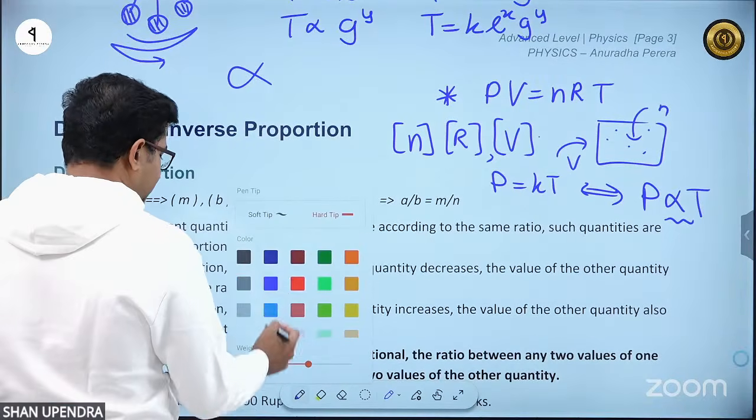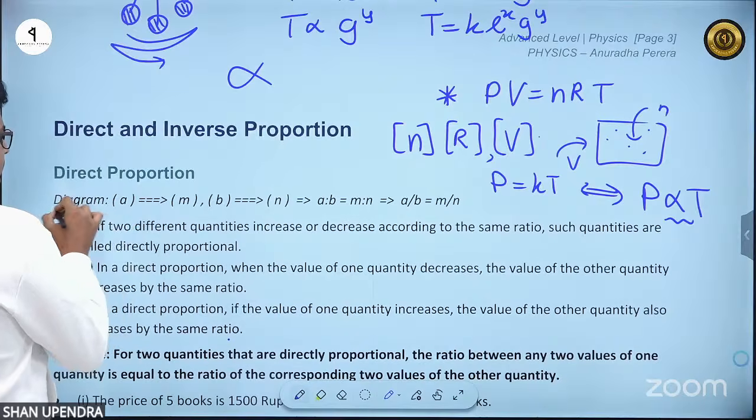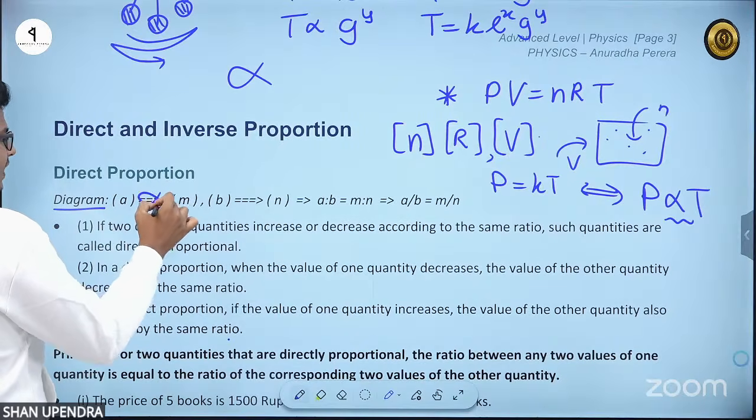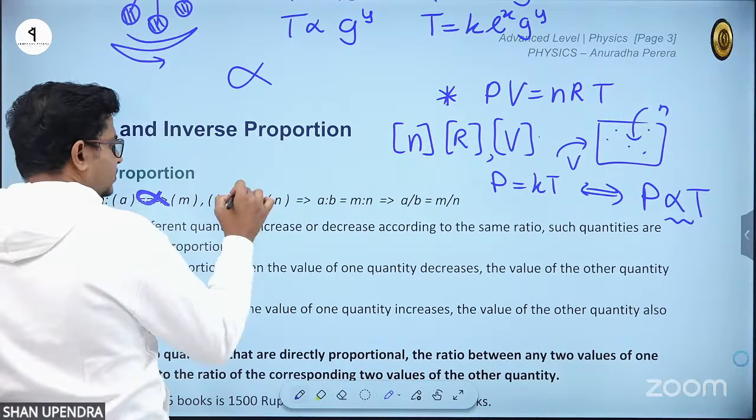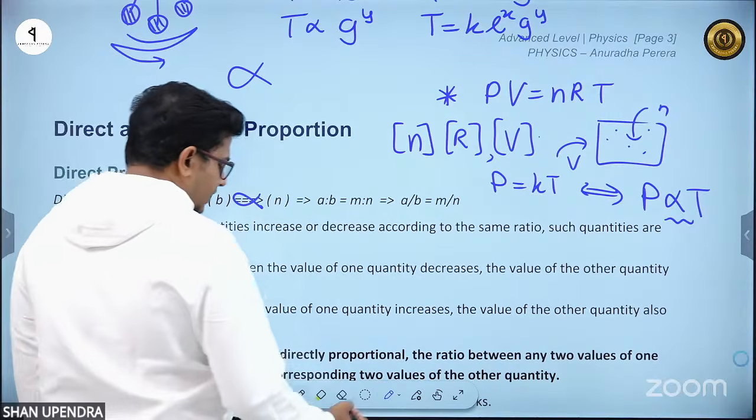So here the symbol is not there. Here for direct proportional, you need to take this one as a symbol. A directly proportional to m, then b directly proportional to, and this symbol has not appeared correctly.